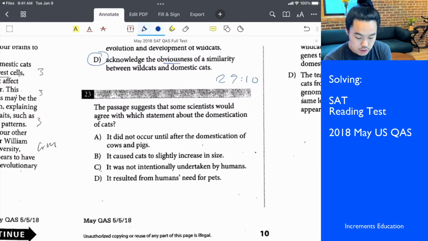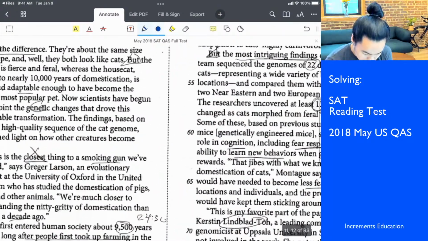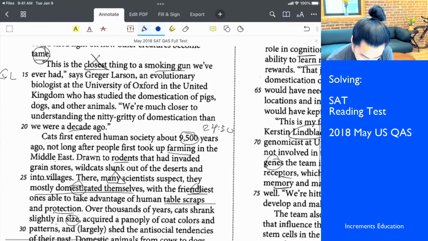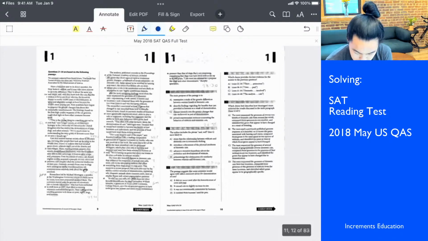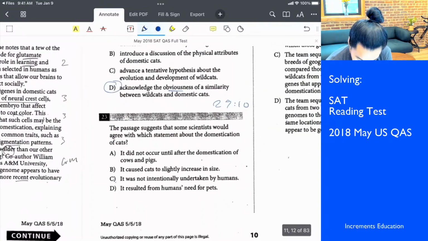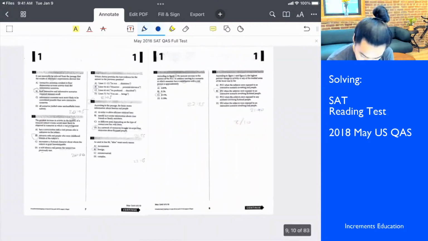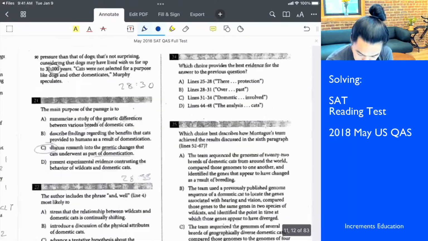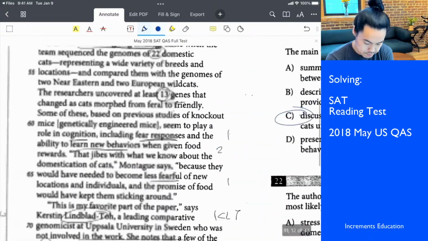29:10. This suggests that some scientists would agree with which statement about domestication. Some scientists would say something here. Where is it? Okay. They domesticated themselves. I was looking for that. Yep. It's crazy how I just remember that. It's right there. That's 25. Stop. Do you guys know why I could predict that?